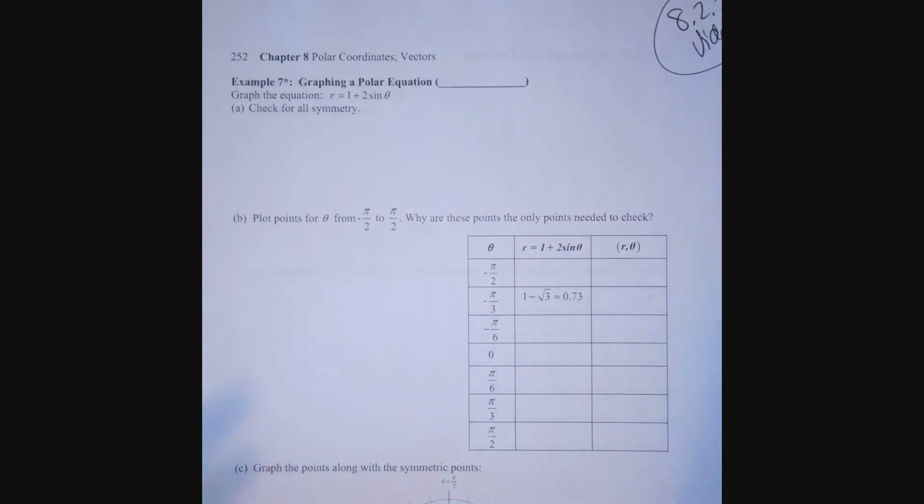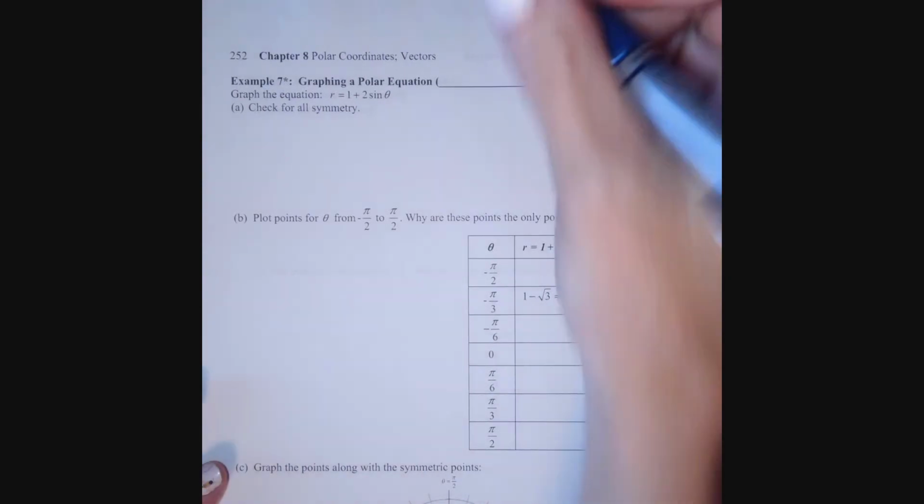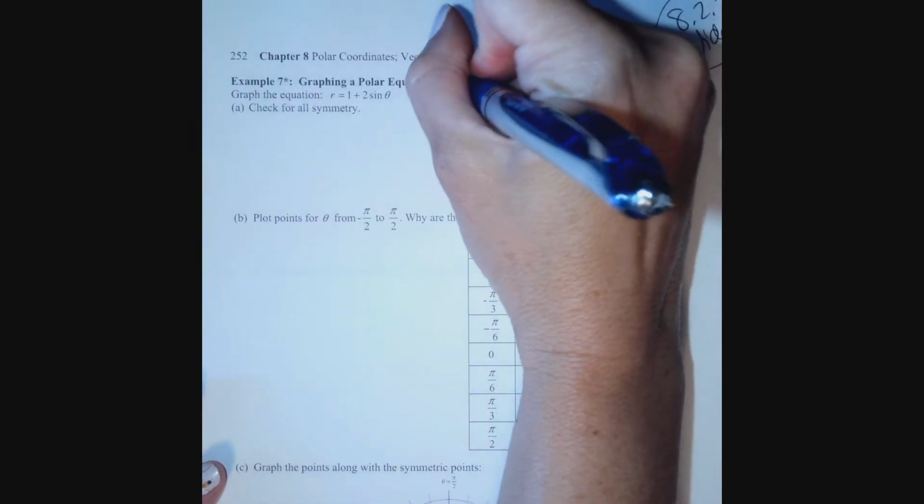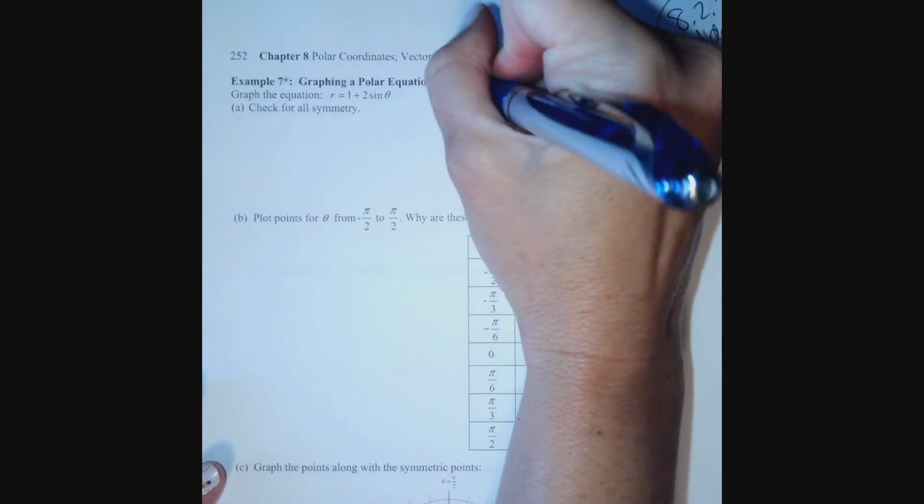Okay, in the first part of 8.2, we graphed cardioids and limacons without an inner loop. Now we're going to pick up on graphing a limacon with an inner loop.